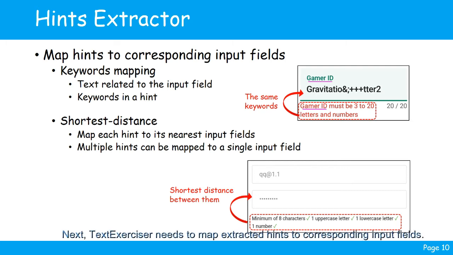Next, TextExerciser needs to map extracted hints to corresponding input fields. TextExerciser adopts two methods in the mapping. First, TextExerciser maps keywords extracted from the hint to the text related to the input field, for example, the same keyword, gamer ID. Second, TextExerciser adopts a shortest distance method to find the closest input field and map each hint to its nearest input field.